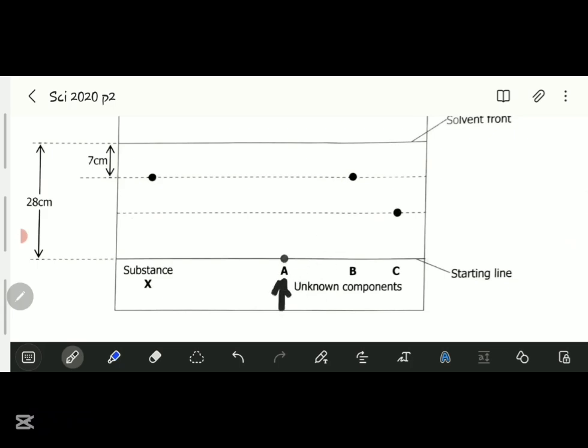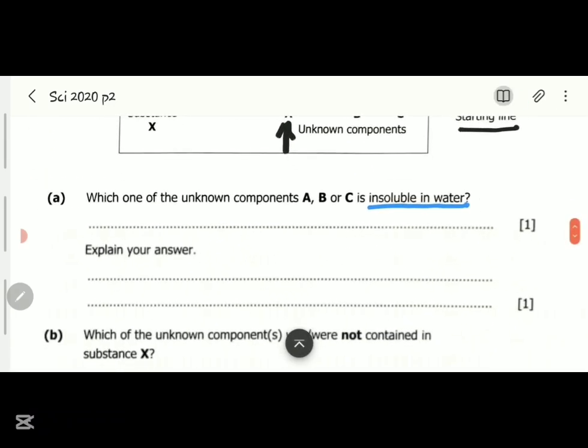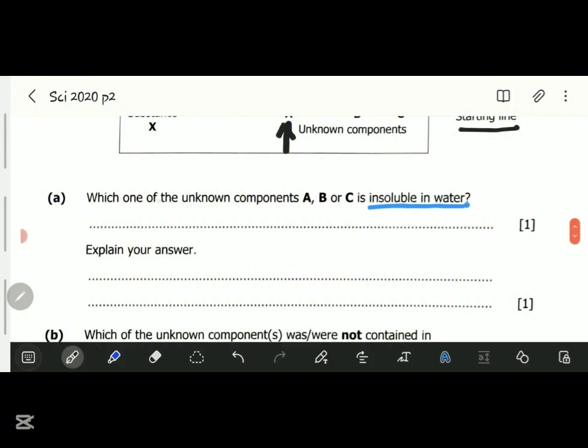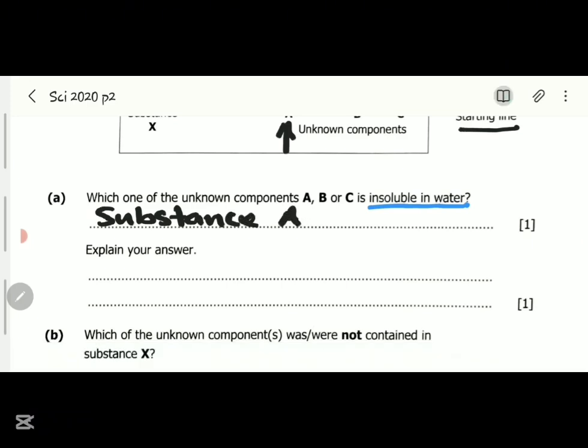Substance A has still remained on the starting line, while substance B and C have actually moved from the starting line. So substance A is insoluble in water. So we're just going to say substance A is insoluble in water.